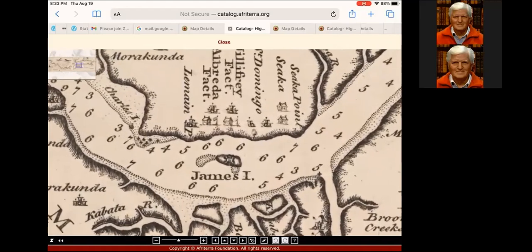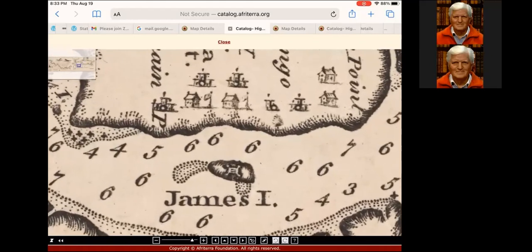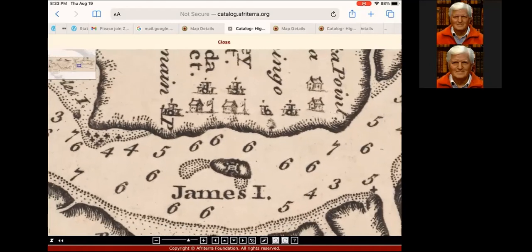Many have focused on the role of James Island. You can't see much from this map because it's in effect so small here, but this is the English fort that's taken over by the English, I should say, during the time of James I, the same King James for which the King James Version of the Bible is named, by the way.